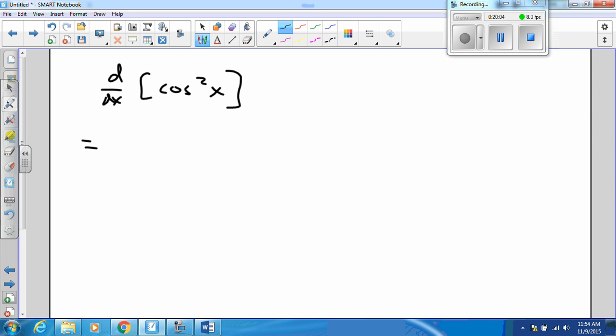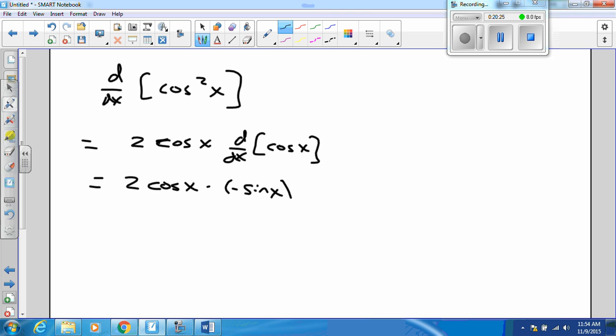What was your outside function? Cosine x squared. Squared. And what's the inside function? Cosine x. All right. So the derivative of the outside function is 2 cosine x times the derivative of the inside, which gives you 2 cosine x times negative sine x.